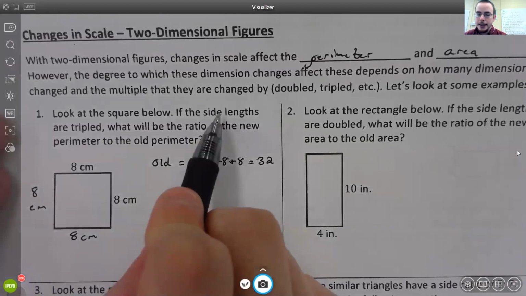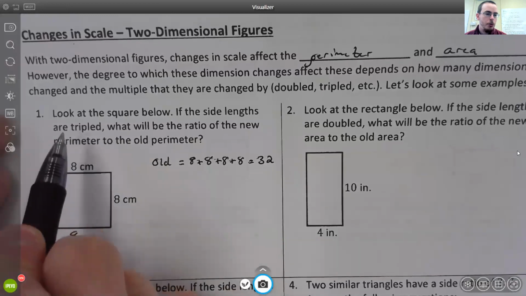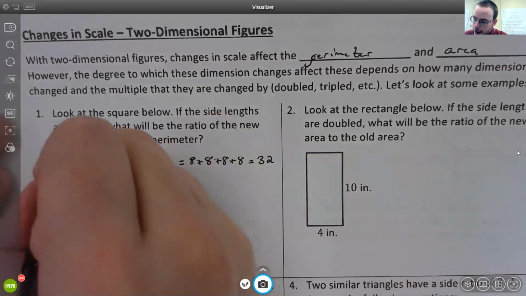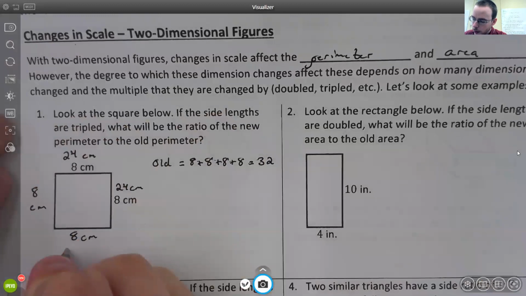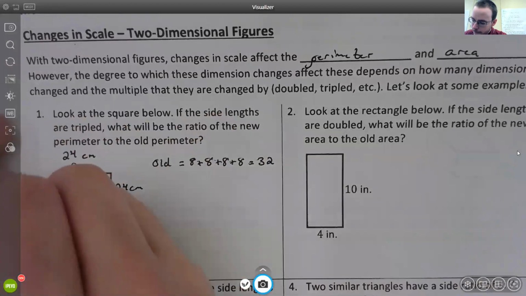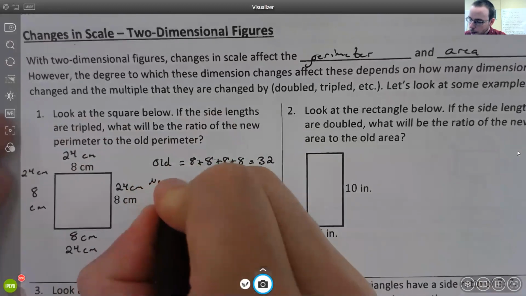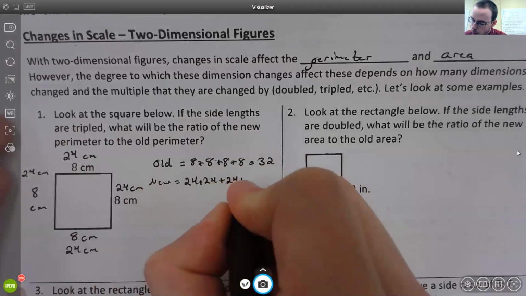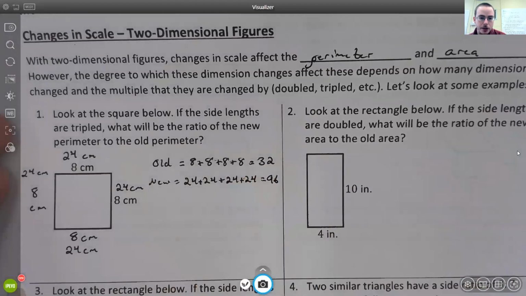Now, it says the side lengths are tripled. So that means that we're going to multiply all of these sides by 3. So our new side lengths are going to be 24 all the way around. And so our new perimeter is going to be 24 plus 24 plus 24 plus 24, which is 96 centimeters.